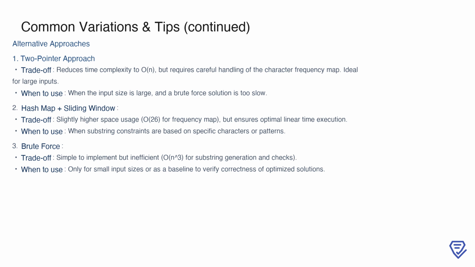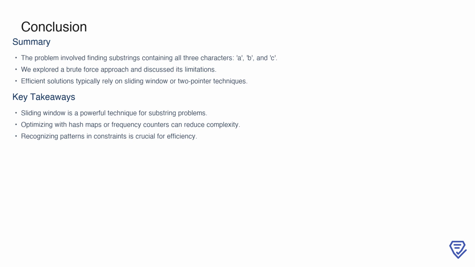Lastly, there's the brute force approach, which is simple to implement but highly inefficient, with an n cubed time complexity due to the explicit generation and checking of all substrings. This method is only practical for very small input sizes or as a baseline to verify the correctness of other, more optimized solutions. Each of these approaches has its trade-offs, so understanding when to use each one is key to solving this problem effectively. Great job!